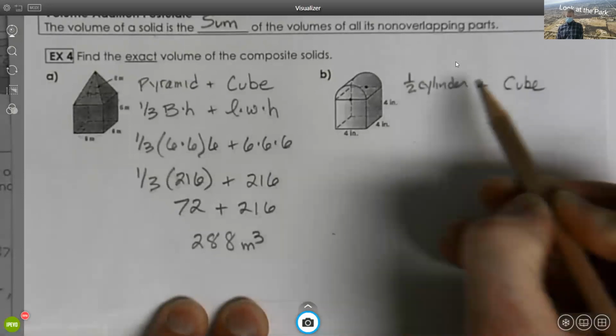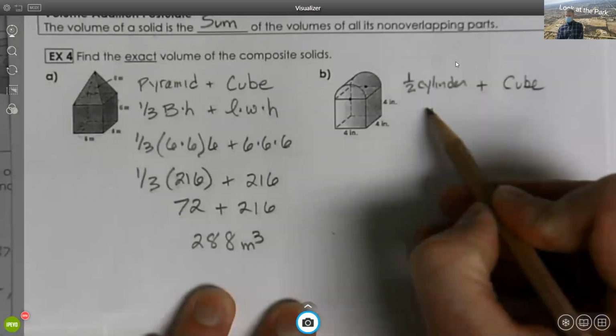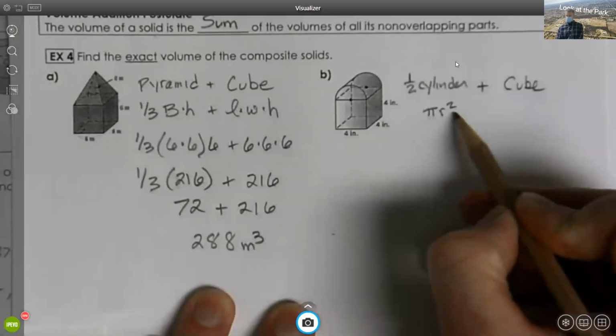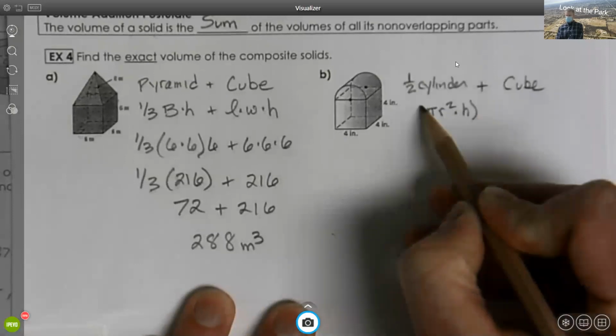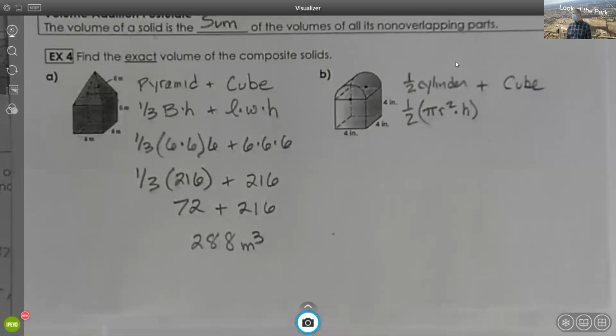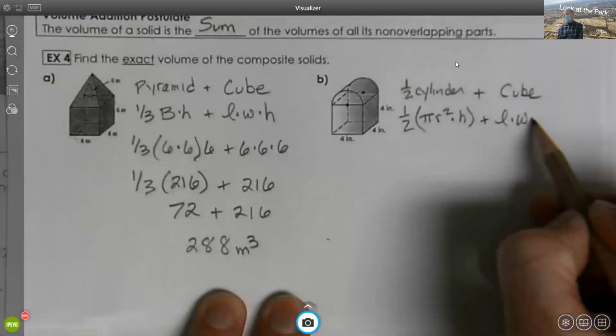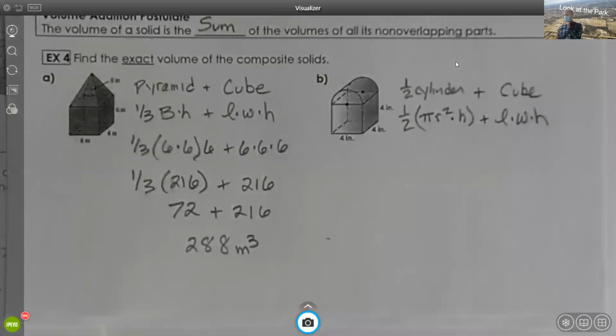We know that the cylinder is pi r squared times the distance in between the circles. But we only want half of it because only half of it is above our cube. Yep, it's showing up. And then the cube itself, we could say length times width times height, or SSS or S cubed, or even just capital BH, the area of the base times the height.